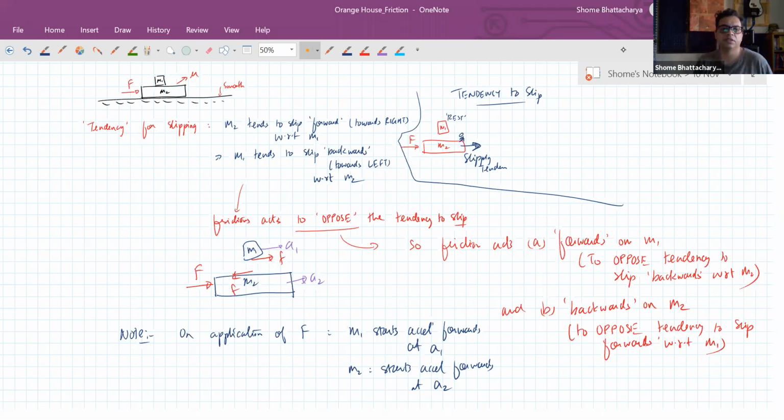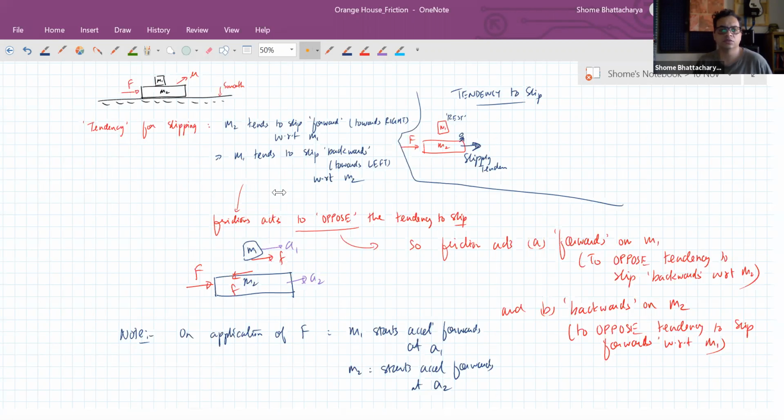Yes, that is what friction does, na? Look, if friction were not there, Saumya, then what would happen? M1 would remain at rest, na? And M2 would just slip from below. So with respect to M2, M1 would slip backwards. So friction has to oppose that tendency of slipping. So it has to act on M1 in the forward direction. So it has to start moving.